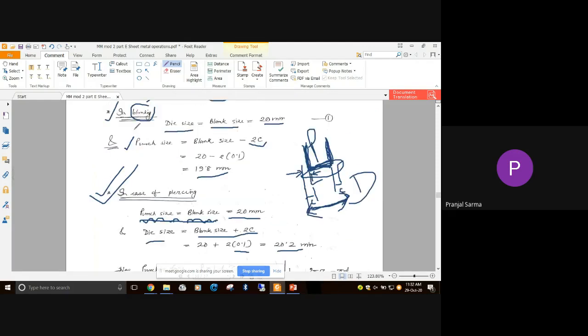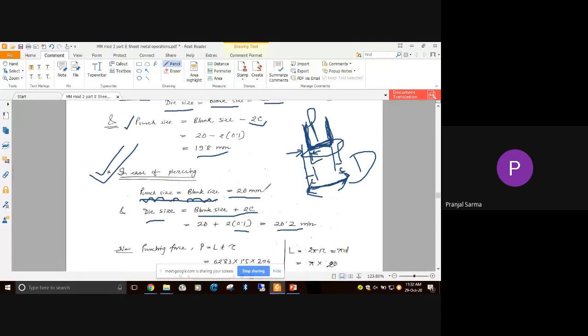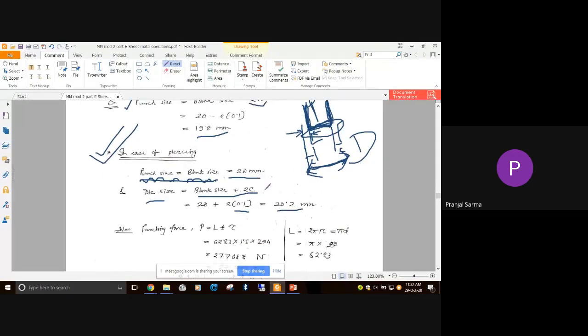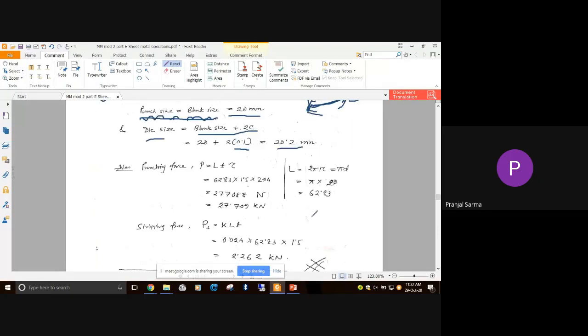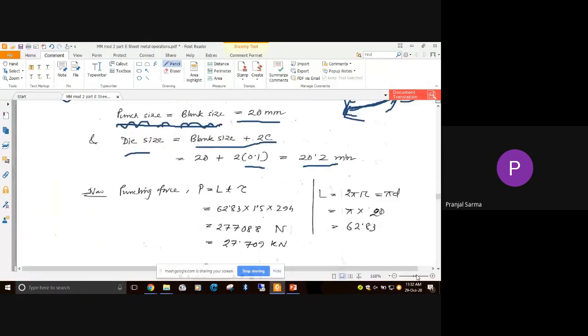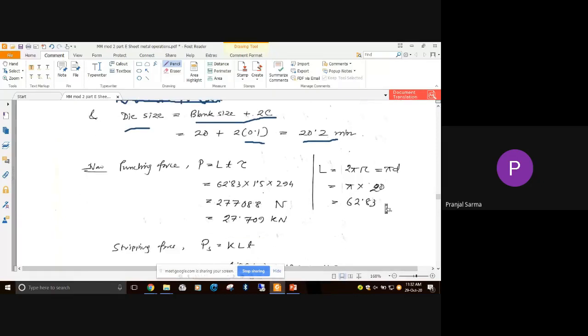How are die size and punch size related in case of blanking operation and in case of piercing operation? Let me know. Yes or no?